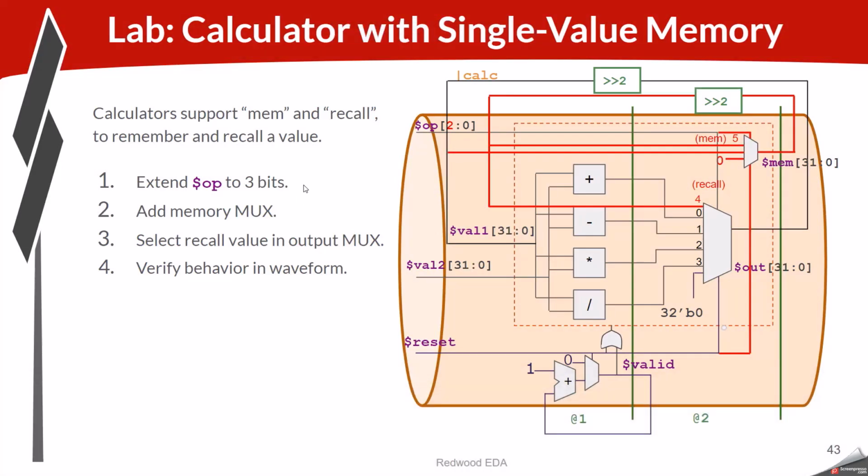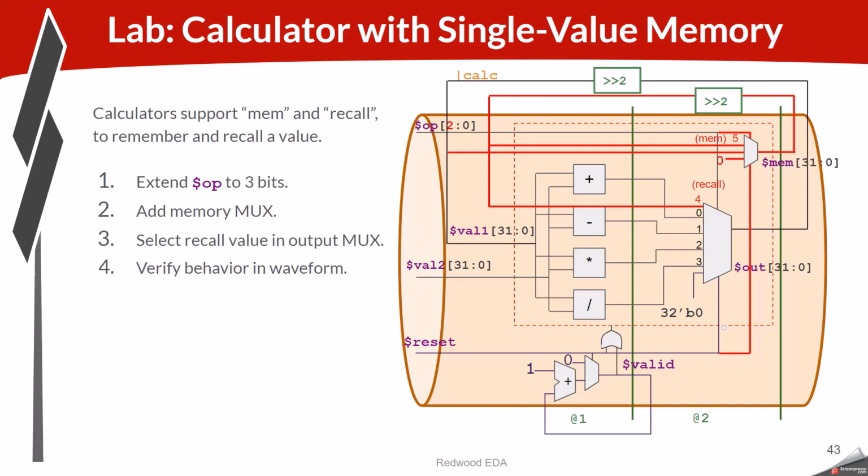All right, so now we're going to implement that behavior that you just saw in the visualization. We're going to add the memory, the single value memory. So we're adding support for a mem and a recall operation, where mem is going to capture the value in the memory and recall is going to bring it back to the main value in the calculator, which for us is the out signal.